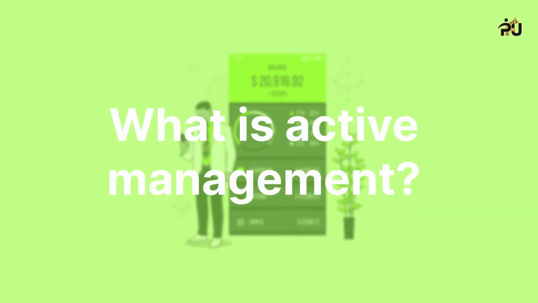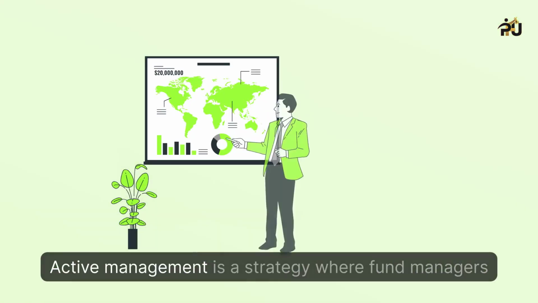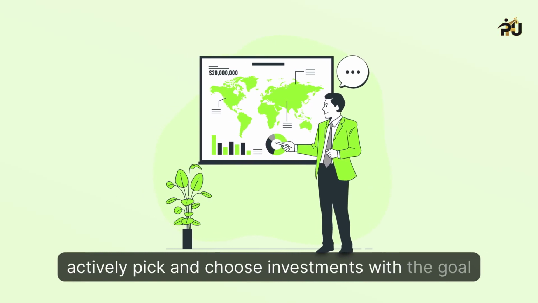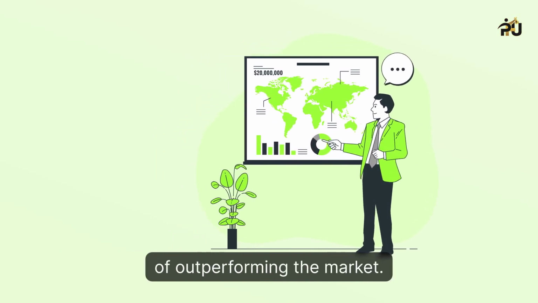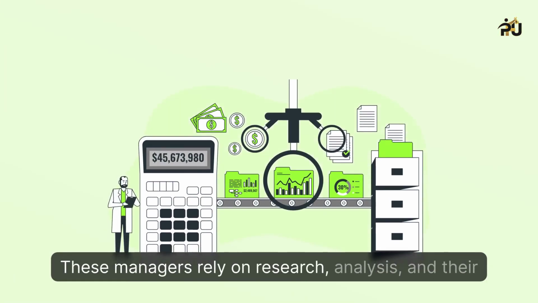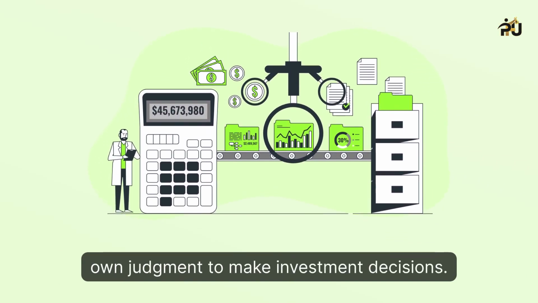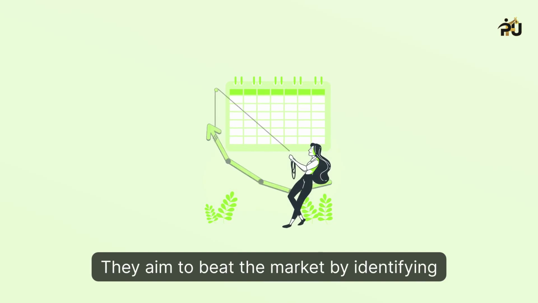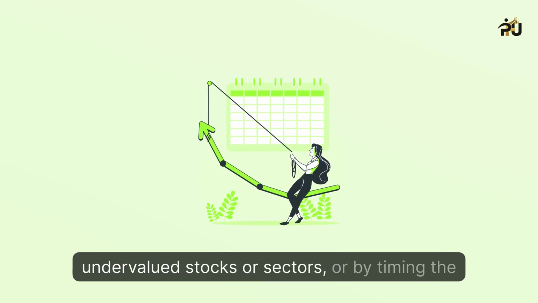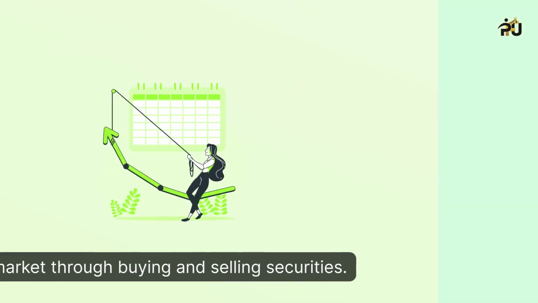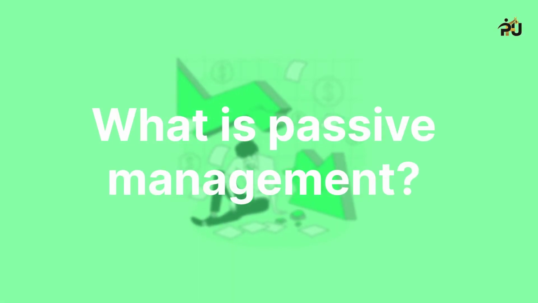What is active management? Active management is a strategy where fund managers actively pick and choose investments with the goal of outperforming the market. These managers rely on research, analysis, and their own judgment to make investment decisions. They aim to beat the market by identifying undervalued stocks or sectors, or by timing the market through buying and selling securities.